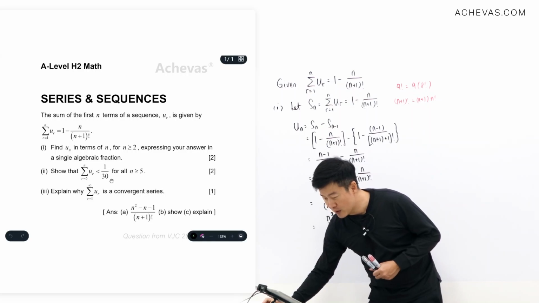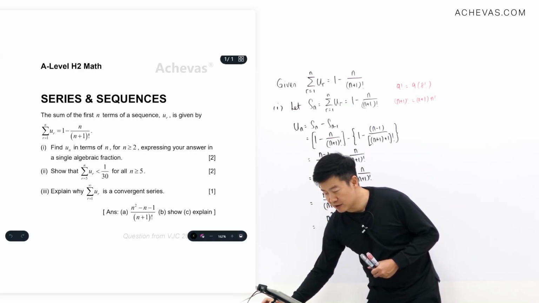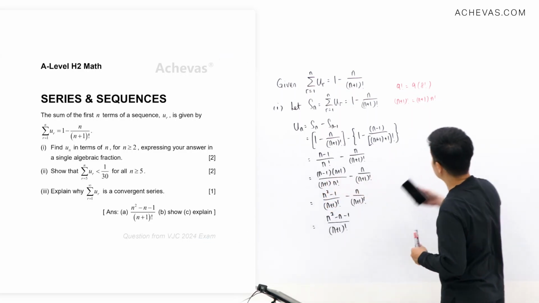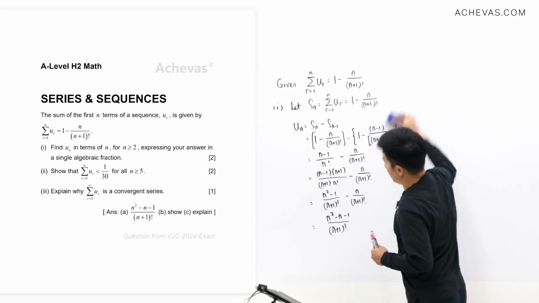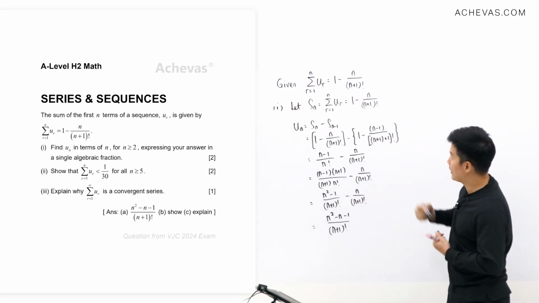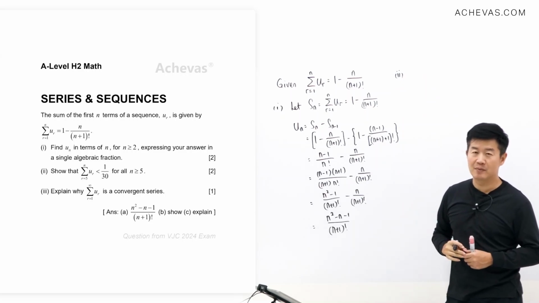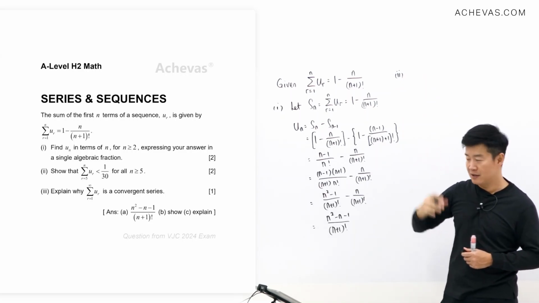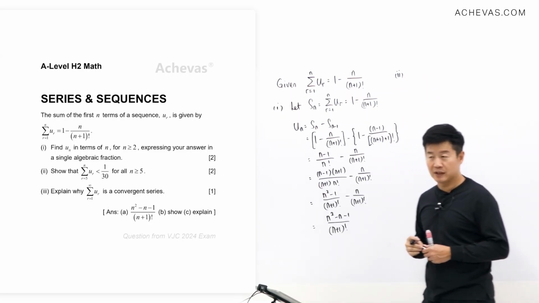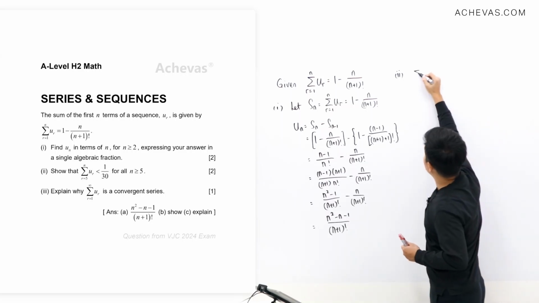And in part 2, we are supposed to show that the summation of this is less than 1 over 30. I don't think it is immediately apparent to everyone how we can immediately show that the summation from 5 all the way until n is going to be less than 1 over 30. But let's at least try to evaluate this first.